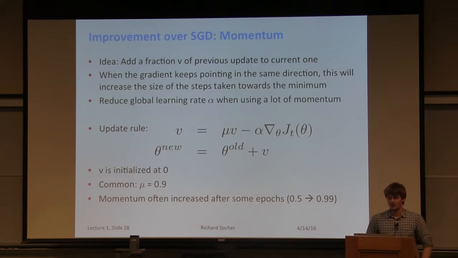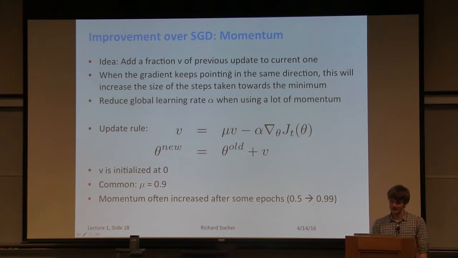Cool. Now we can further optimize or improve over standard stochastic gradient descent by having momentum, and that plays nicely with whatever mini batch size you use. But basically the idea is to add some friction or fraction v of the previous update to your current one.